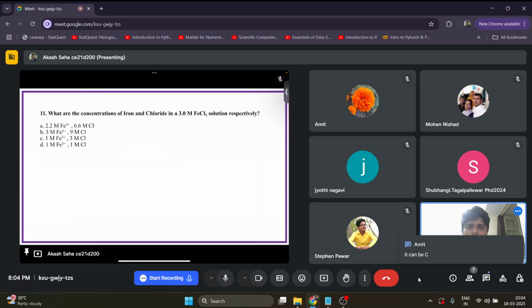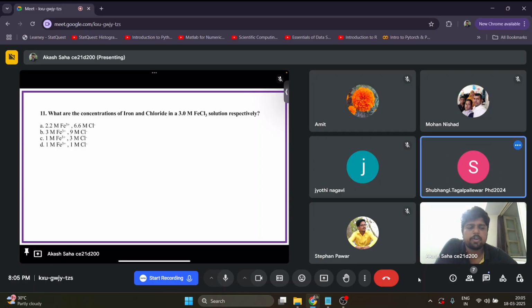It can be C. How can it be C? Any particular reason? So here the concentration is given. It's a 3 molar FeCl3. So what will be the molarity of the individual ions? Sir, C, sir. Why C? It's ratio, sir.